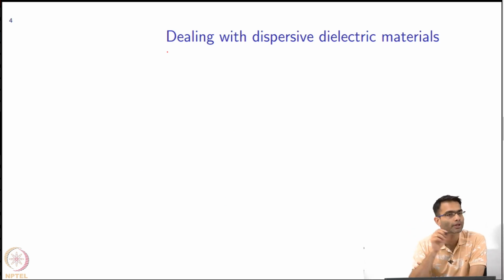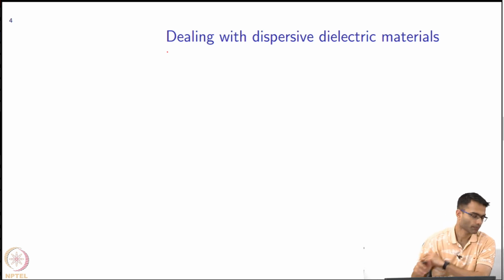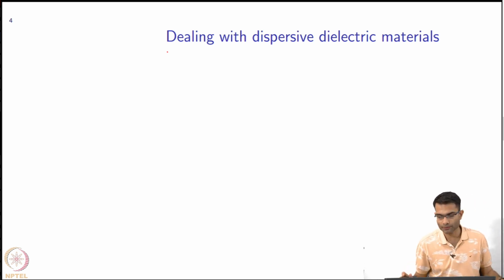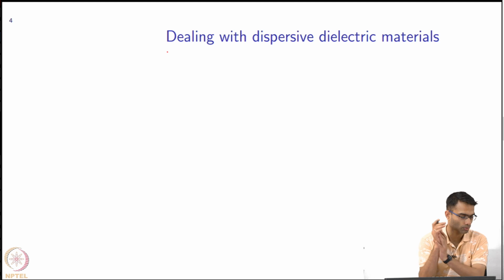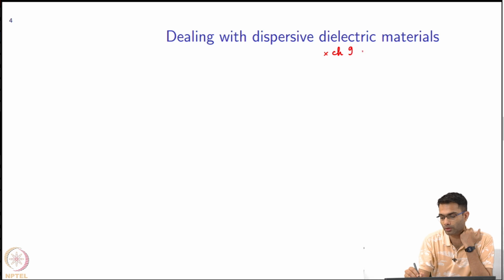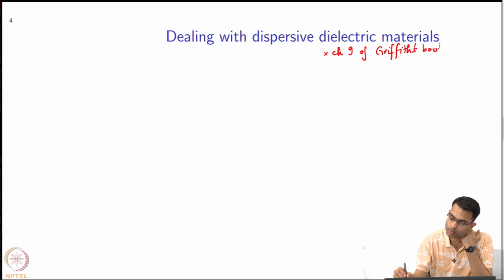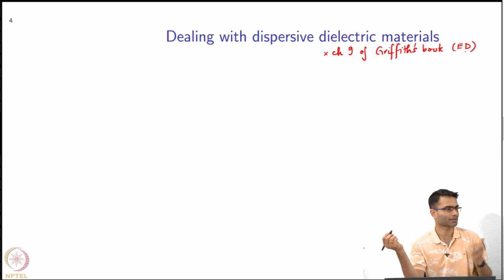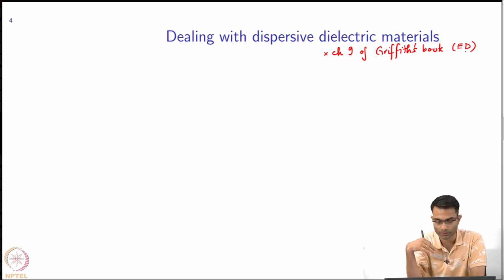We all know that most natural materials are dispersive, right? There is a part of this which I am not going to be able to derive here. I will give you a reference for it: chapter 9 of Griffiths' book on electrodynamics. Everyone has seen the blue cover book, right?